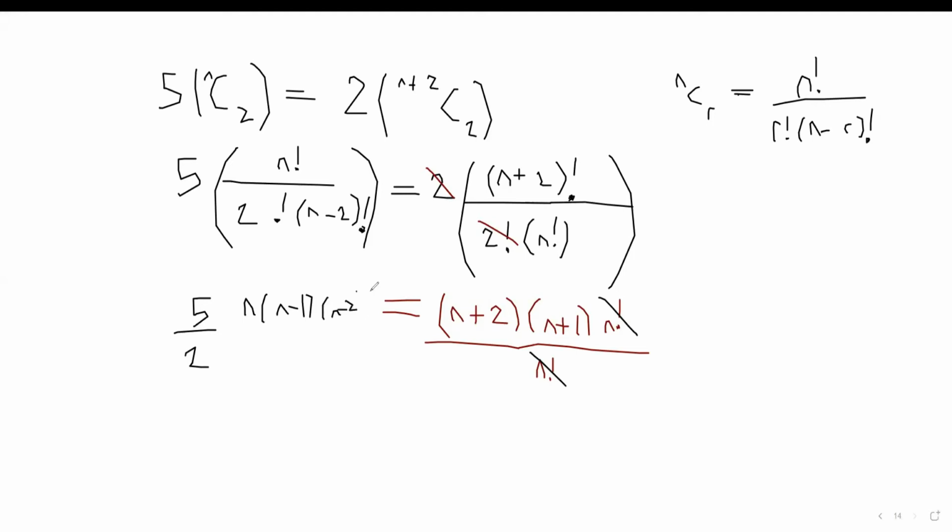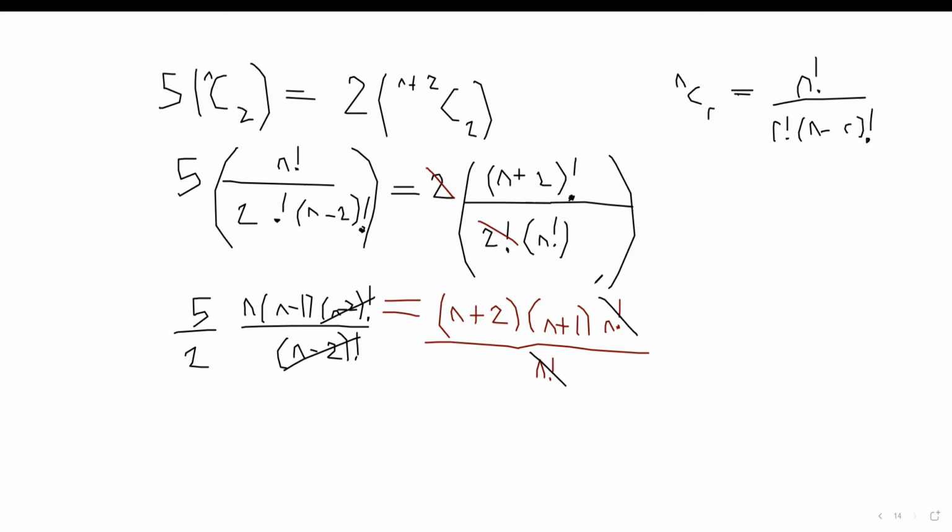So then the n minus 2 factorial cancels the n minus 2 factorial in the denominator. These two are going to cancel each other in the denominator. So now, guys, we end up with an easy equation: 5 over 2 times n minus 1 equal to n plus 1 times n plus 2. We end up with an easy equation to solve now.